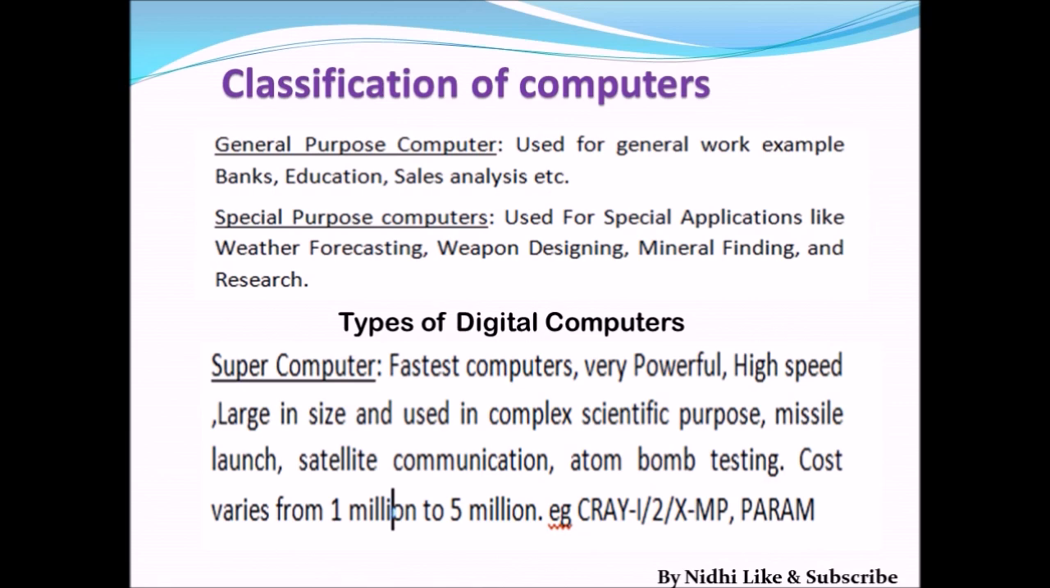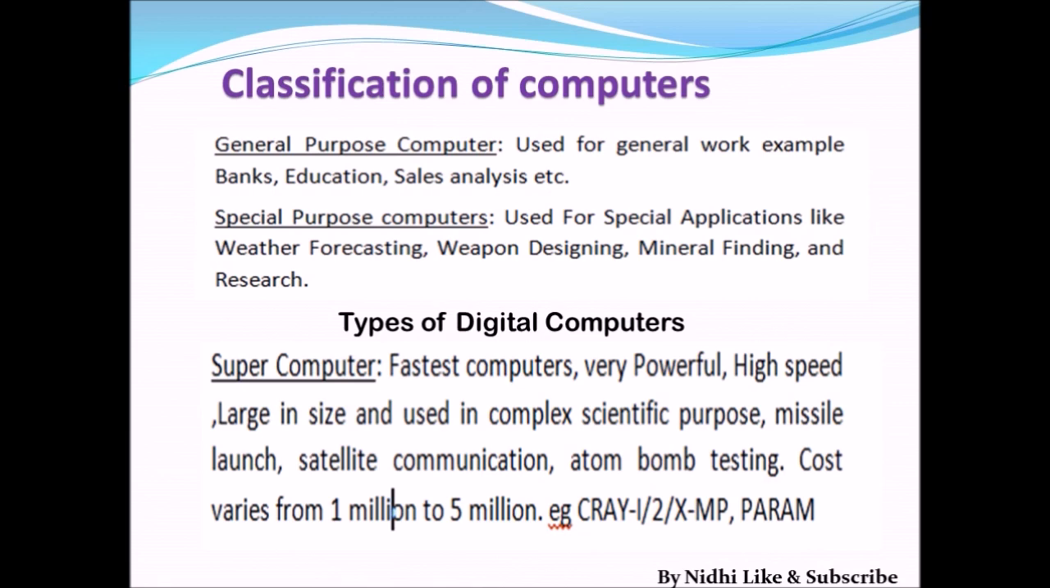So, types of digital computers. First we will discuss the supercomputer. Supercomputer is the fastest computer. It is very powerful and has high speed. It is large in size, or you can say it requires a full room, or it is in the form of cupboards. It is used in complex scientific purposes, missile launch, satellite communication, and bomb testing, and its cost varies from 1 million to 5 million.